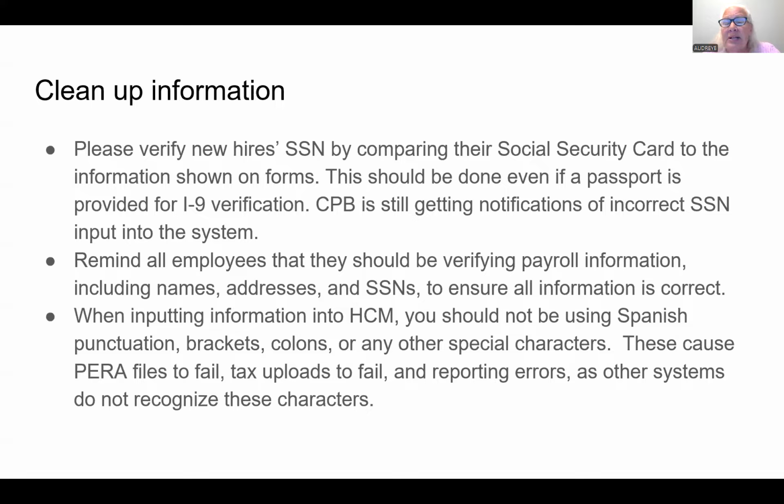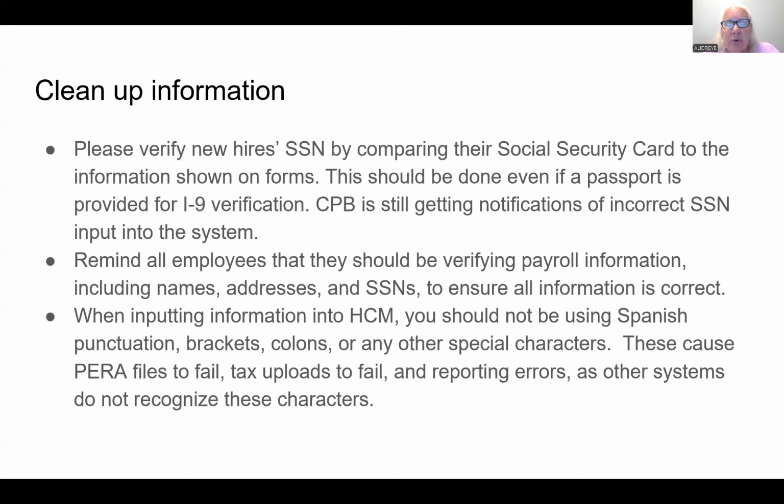Remind all employees that they should be verifying their payroll information, including their name, addresses, and social security numbers. Make sure that their benefits are being taken out correctly, especially as we get into the crossover of the fiscal year and the benefit changes. Employees are responsible for ensuring that their information is correct in the system, as well as agencies.